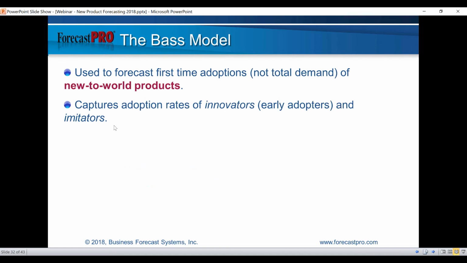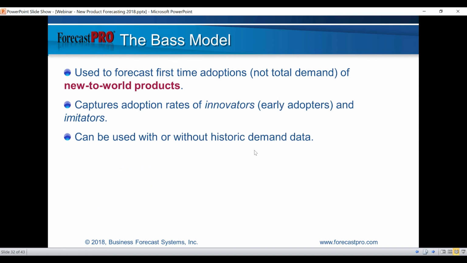The other type of consumer in the BAS model world is what's called imitators. These are people who are not early adopters. These are more wait and see. So this is someone who says, before I buy something, I want to read a couple of reviews, see what other people think about it. But again, I'm not going to be camping out at Best Buy to be the first one to use it.